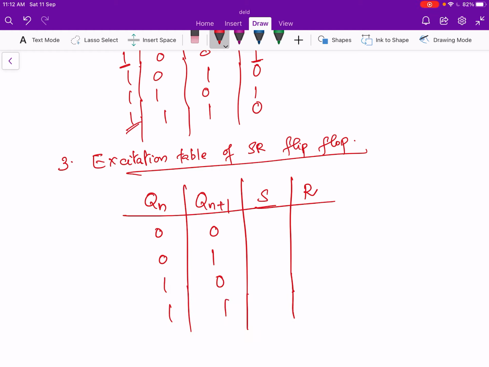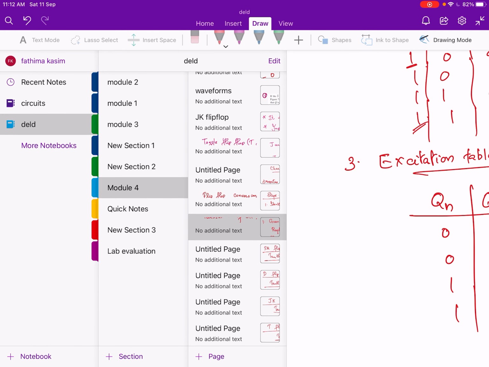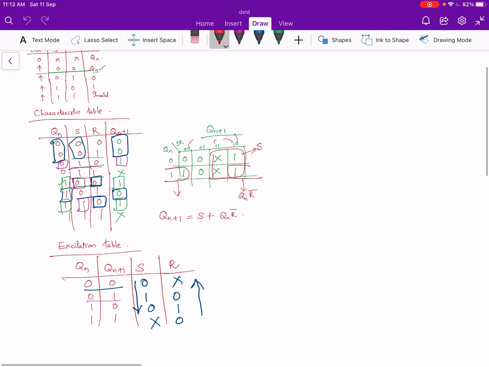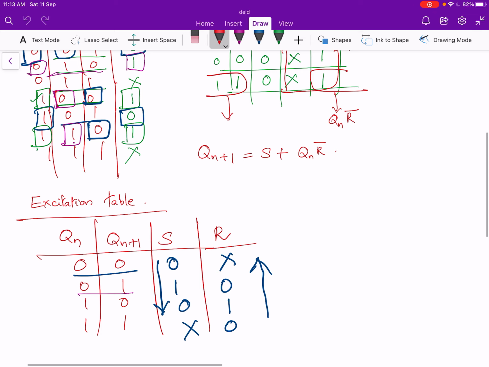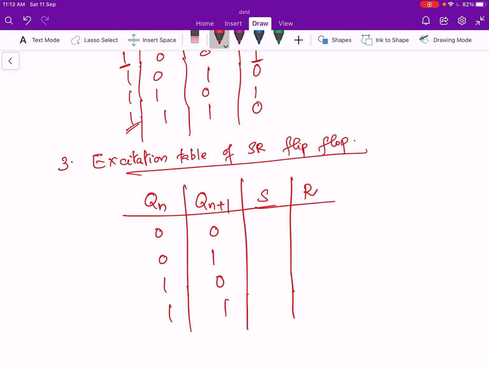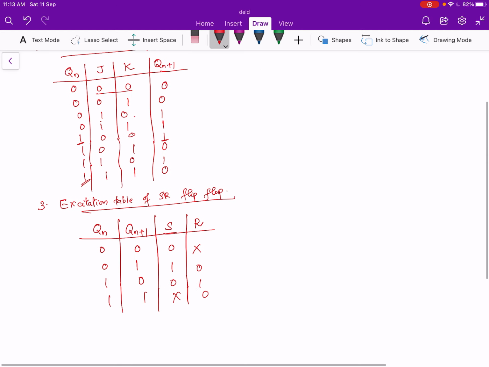We have seen the excitation table of SR flip-flop earlier. We can copy that over here. So this is the excitation table of SR flip-flop. From top to bottom it is 0, don't care, 1, 0, 0, 1, don't care, 0. Now we can combine this.